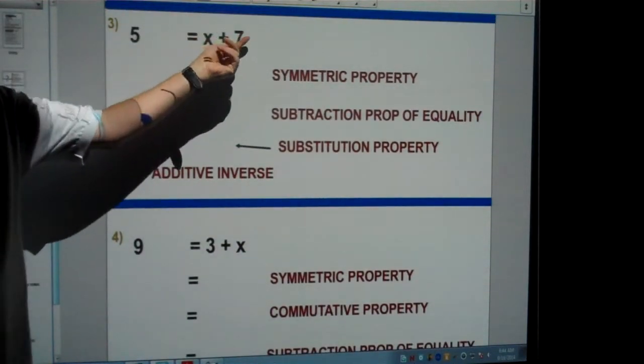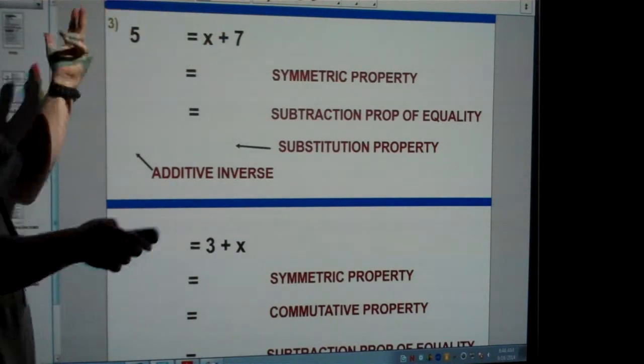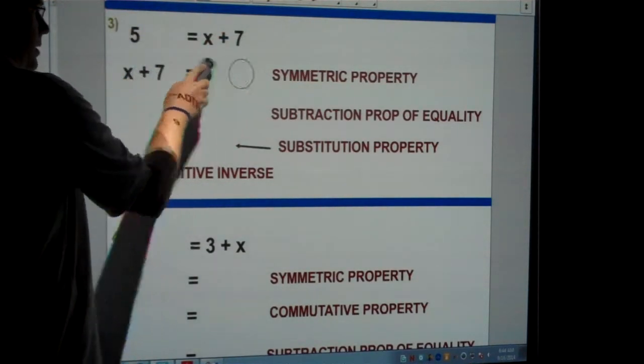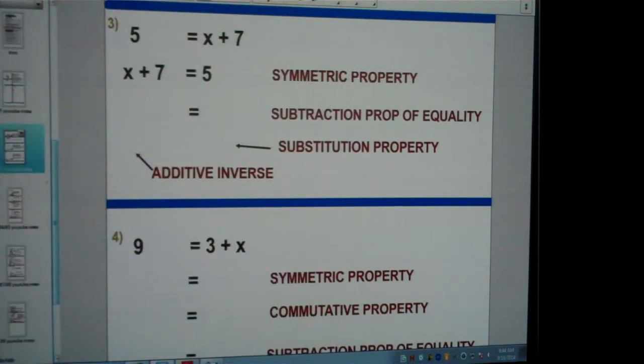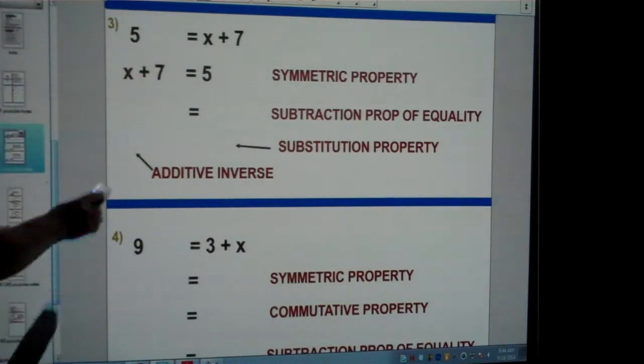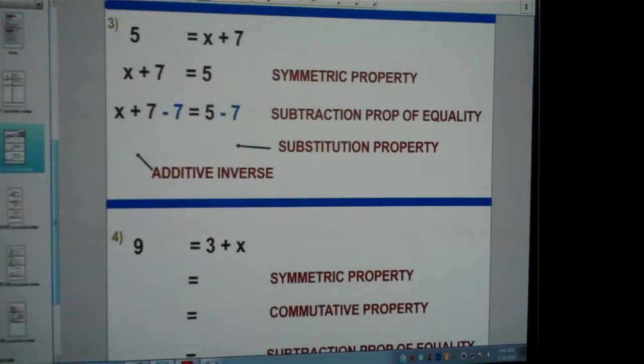I could go ahead and bring the 7 to the other side if I'm trying to get x by itself. I always prefer the x's on the left-hand side, so I'm just going to switch those two things over. And that's called the symmetric property when the left and the right-hand side switch sides. Now I'm going to try and get x by itself, so instead of adding 7, I'm going to subtract 7, but I need to do the same to both sides. Then we can go ahead and simplify.